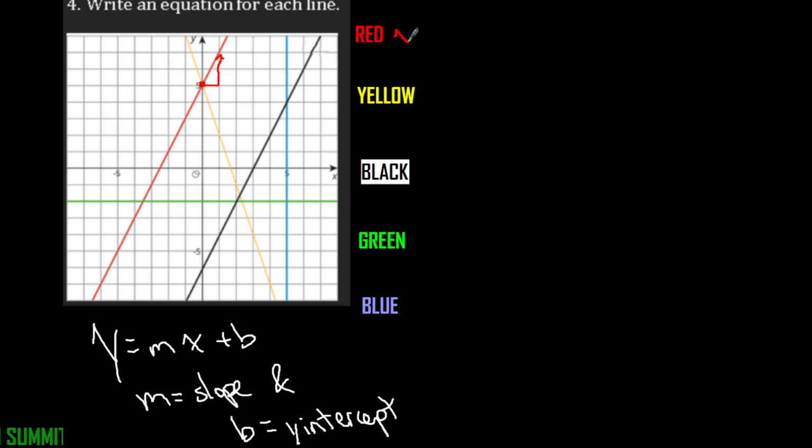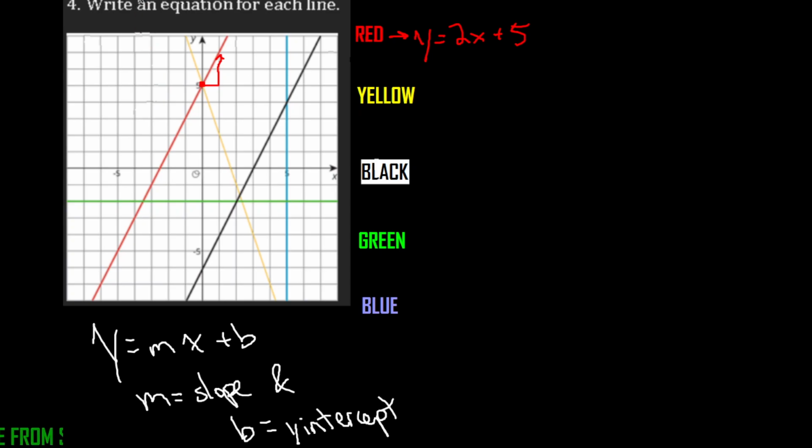So for this one, our function is going to be y equals 2x plus 5. Make sure you can replace your values for m and replace your values for b. It's real simple like that.